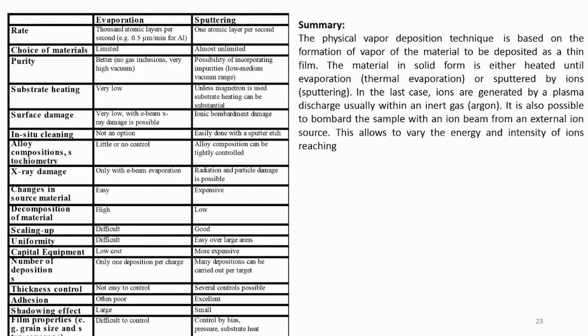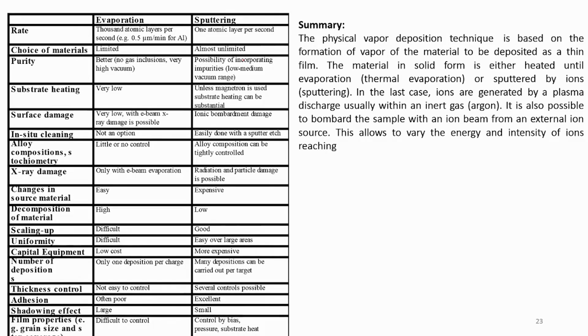Finally, we have adhesion. Adhesion in sputtering is excellent, and that is why, when it is about metal adhesion, people prefer sputtering over evaporation. The shadowing effect is also smaller in sputtering compared to evaporation, which is why you have better uniformity of the film and also step coverage. Finally, film properties such as grain size and other parameters are difficult to control in evaporation, while in sputtering they are very easily controlled.